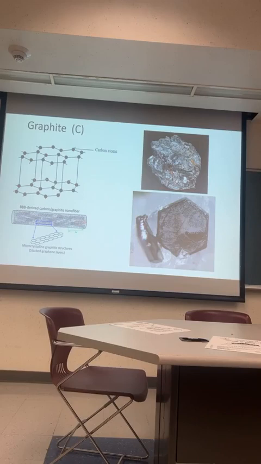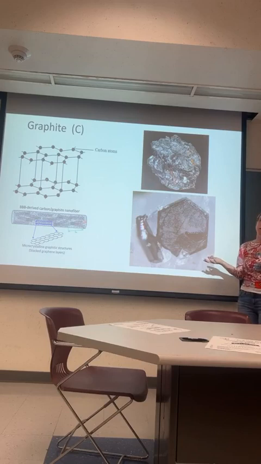So why do we have different shapes of different minerals? It's a reflection of internal atomic order and then specific environmental conditions. Those are the two things that control shape, essentially.